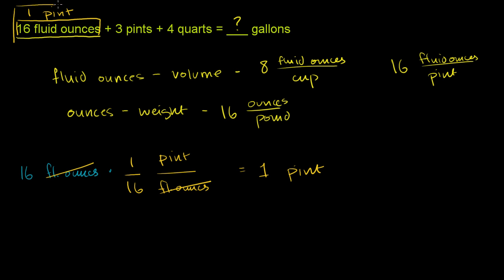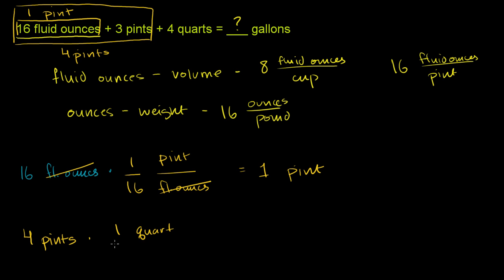So if we add this part together, 1 pint plus 3 pints is 4 pints. Now we have 4 pints. Let's convert it to quarts. We know that there are 2 pints per quart, or 1 quart is 2 pints, or 1/2 quart per pint. We wrote it this way instead of 2 over 1 because we wanted the quarts in the numerator and the pints in the denominator, so that they cancel out. And it makes sense. If you're converting a smaller unit to a larger unit, you're going to have fewer of them, so you're essentially dividing by 2. So 4 times 1/2, or 4 divided by 2, is equal to 2 quarts. So these 4 pints are equal to 2 quarts.